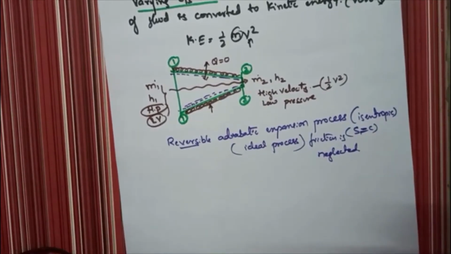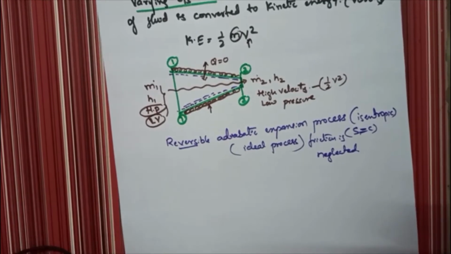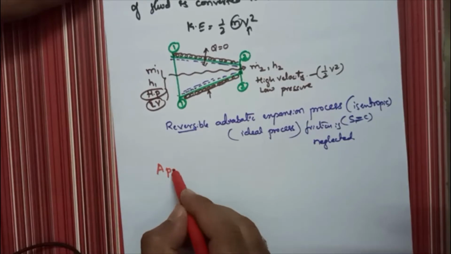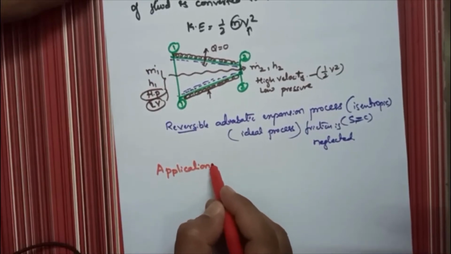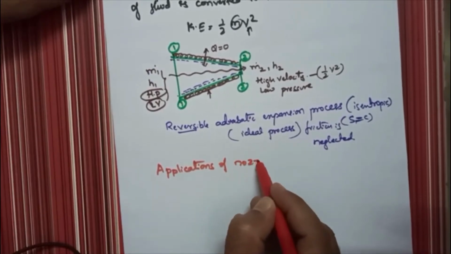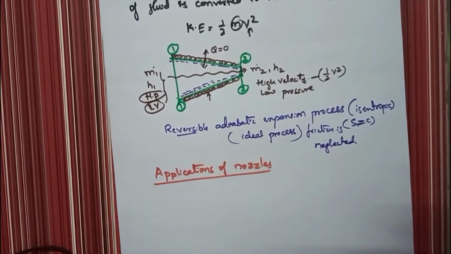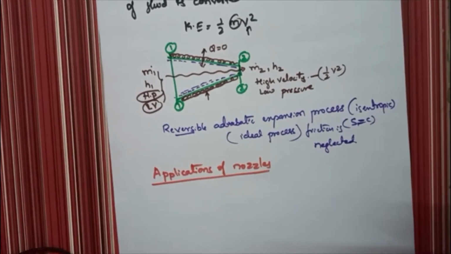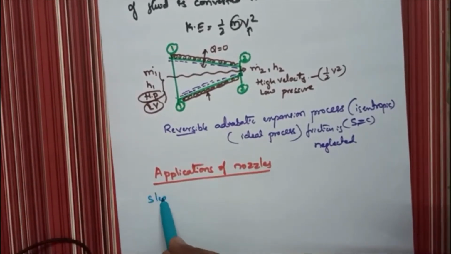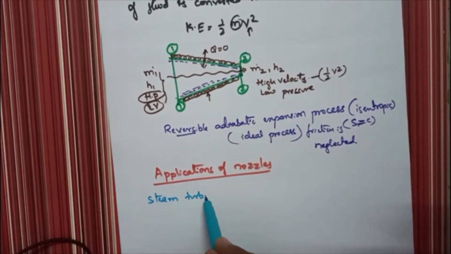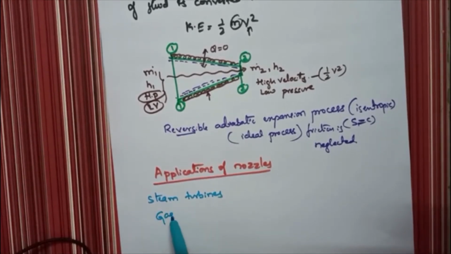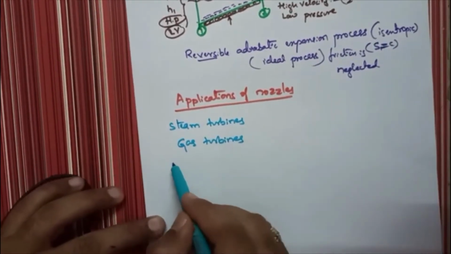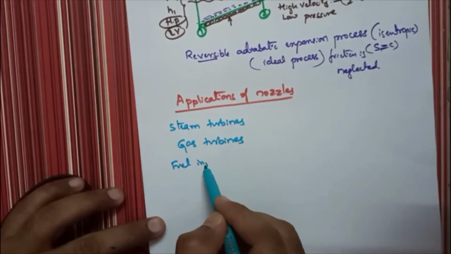Okay, now applications of nozzle. So what are the different applications of nozzle, where the nozzles are used? Okay, applications of nozzles. Okay. So in applications of nozzles, the nozzles will be used in steam turbines, and it will be used in gas turbines, and it will be used in fuel injection systems.